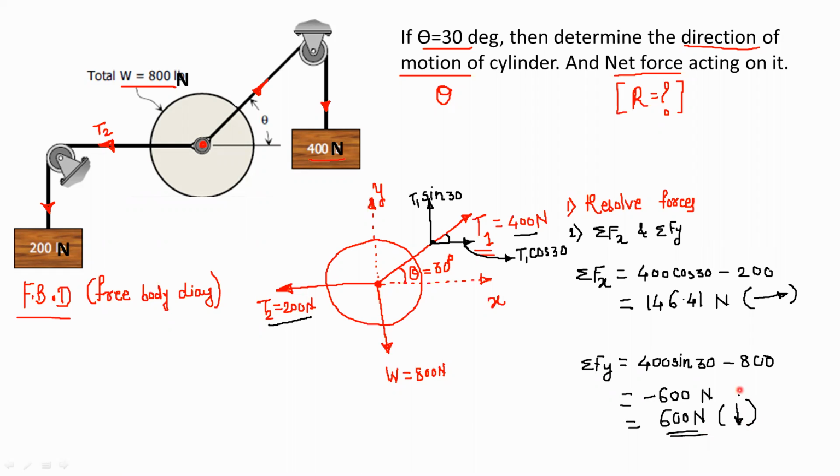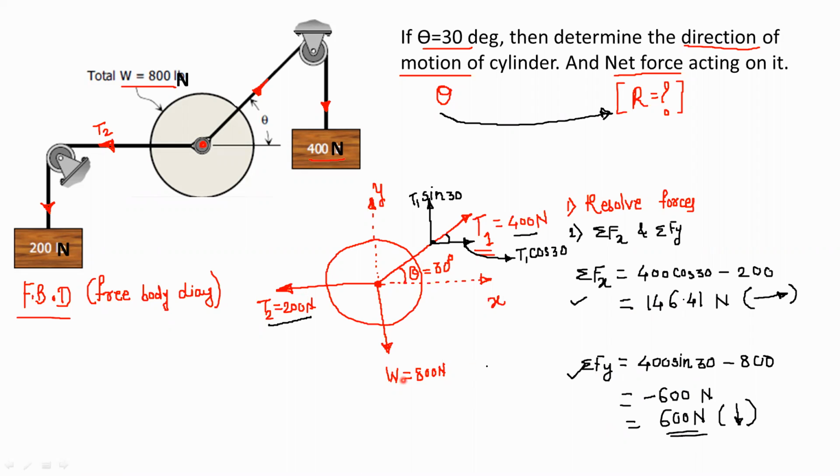So why is this direction important? Because we have to find out the direction of the motion of the cylinder. That means we have to find out this theta for the resultant R. And for that, we have to locate the quadrant of the resultant, whether it is first, second, third, or the fourth quadrant. So this quadrant depends on the summation Fx and the summation Fy. And that is why this direction is important. And its direction depends on the sign of the summation Fx and summation Fy. So I hope you have got this answer, 146 and 600 Newton.